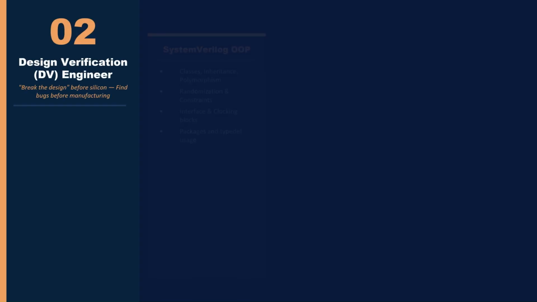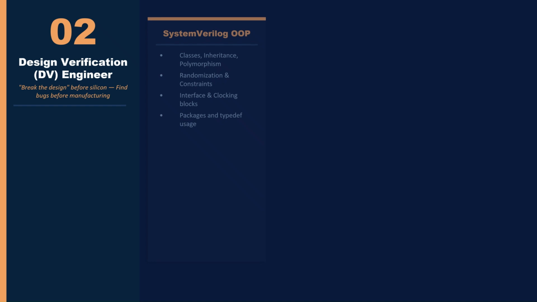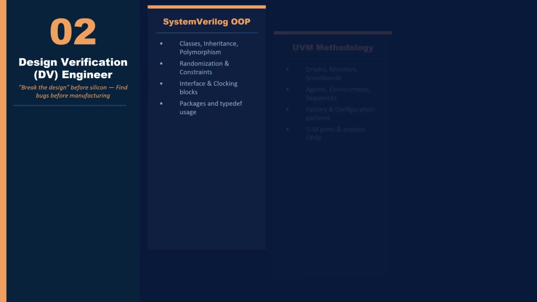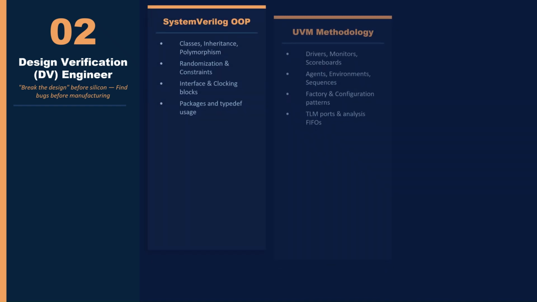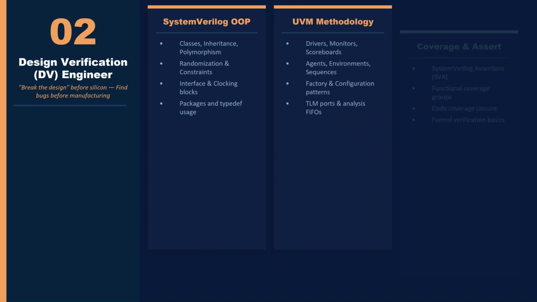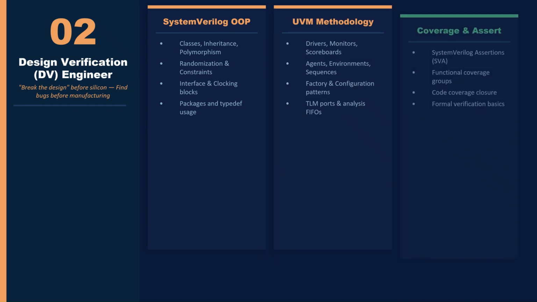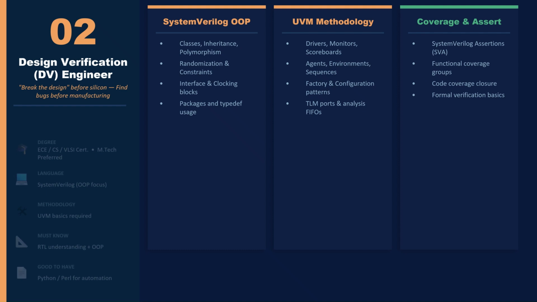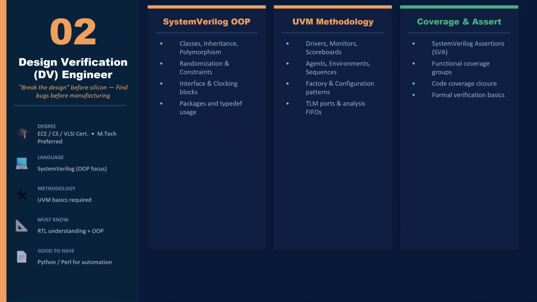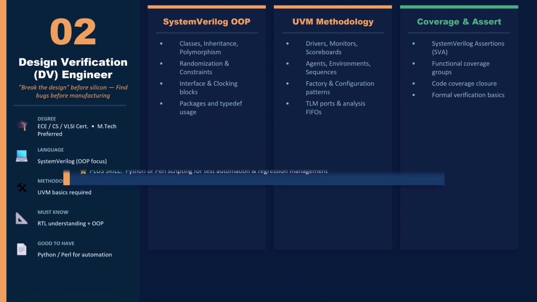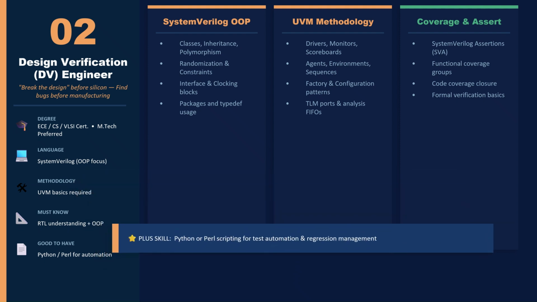Role 2, DV Engineer. Your job in DV? Break the design. Find bugs before the chip is manufactured. Because once a chip goes to the fab, fixing a bug costs crores or millions. You write testbenches in SystemVerilog using UVM, Universal Verification Methodology. Drivers, monitors, scoreboards. You build a full test environment.